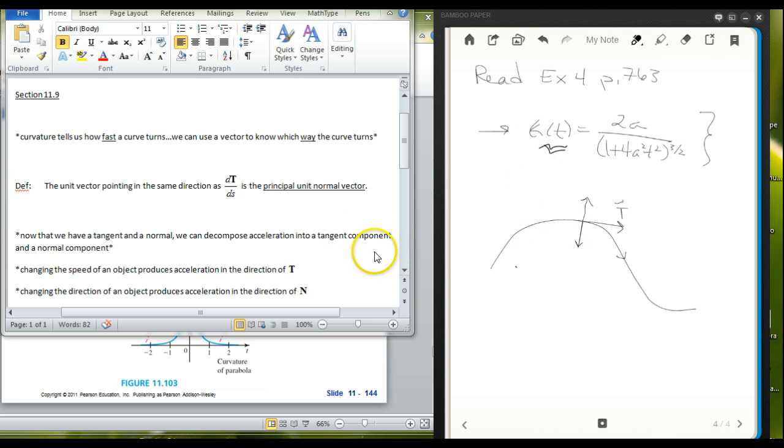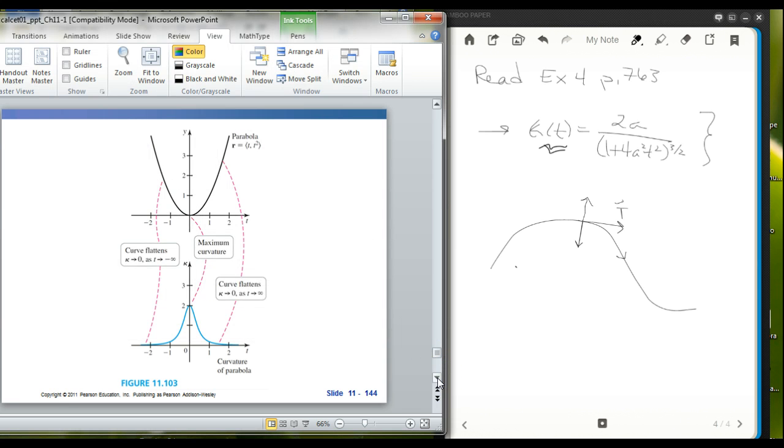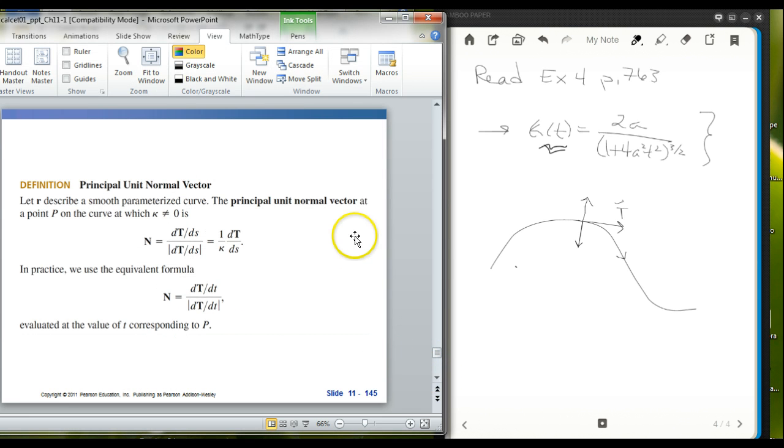All right, so let's go to our slides here for a second and get a little bit of a feel for this principal unit normal vector. Here's the actual calculation definition for it, not just how it relates to the derivative of the unit tangent vector. The principal unit normal vector at a point P on the curve at which we have non-zero curvature. We don't want to be a line, because if it's a line, there's no curvature, which means that the curve is not changing its direction anywhere. So we wouldn't have to even talk about this unit normal vector.